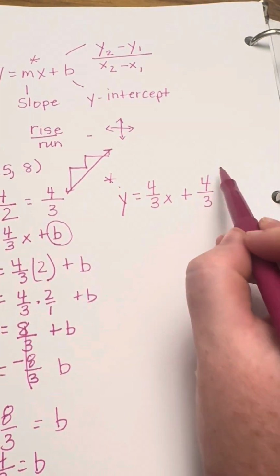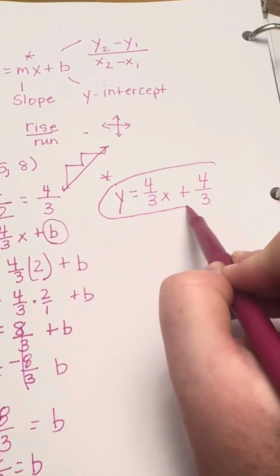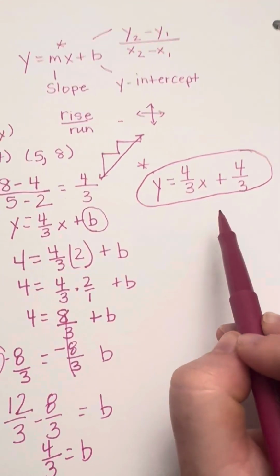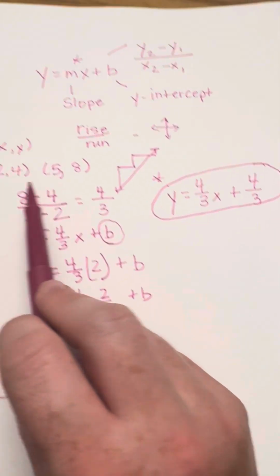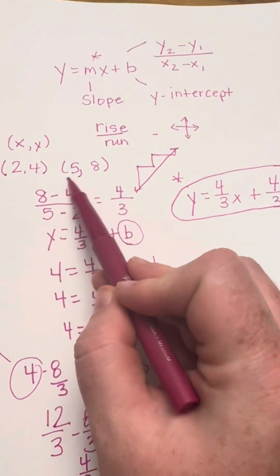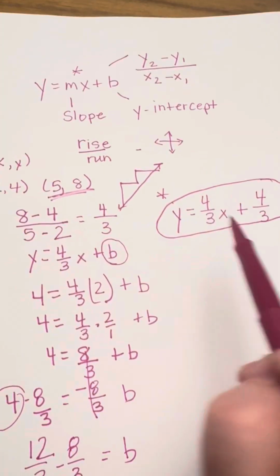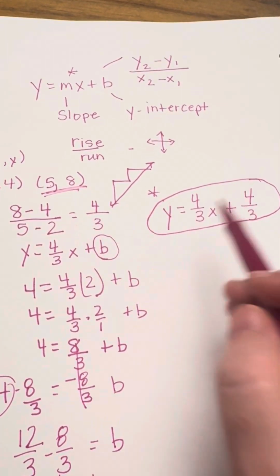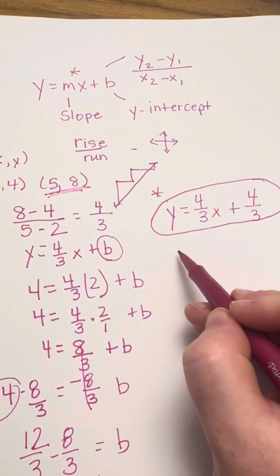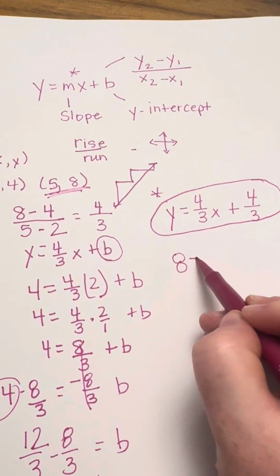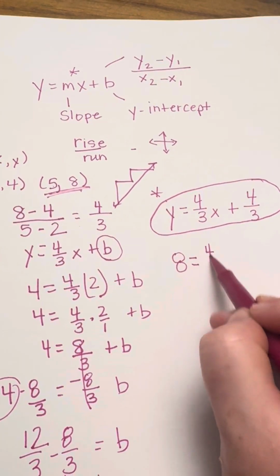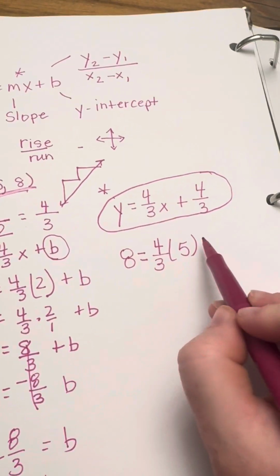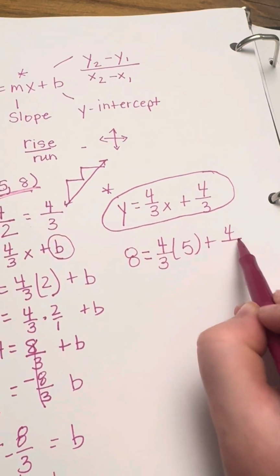All right, now, I'm pretty sure this is right. I'm pretty sure this is correct, but because I make lots of mistakes all the time, I'm going to check it. And the way I'm going to check it is just by plugging in one of these points. I'm going to use the other one, just in case, just to make sure my math is correct. So remember, this is my x and this is my y. So y, I'm going to plug in for y, 8. Does it really equal 4/3 times 5 plus 4/3?